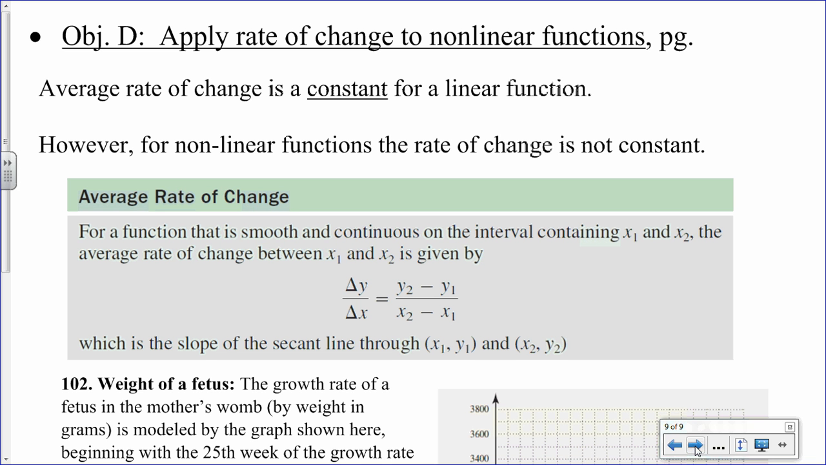So what it gives us is that our rate of change, this delta y over delta x, that's change in y over change in x, I can still use this slope formula to calculate what the average rate of change is between two specific points. So what I'm technically finding is the slope of the secant line through those 2 points.